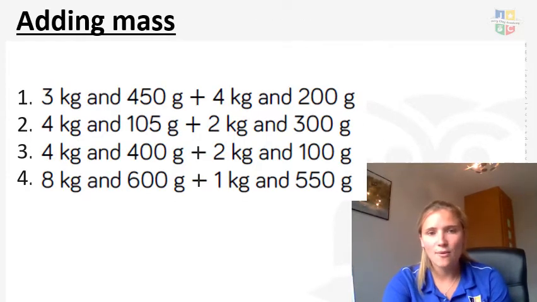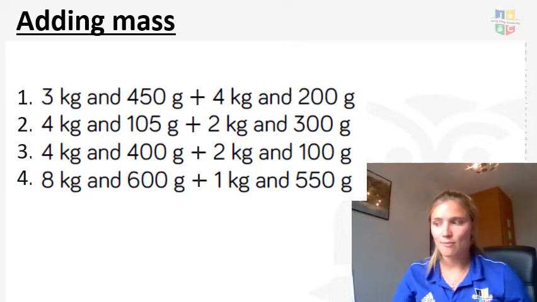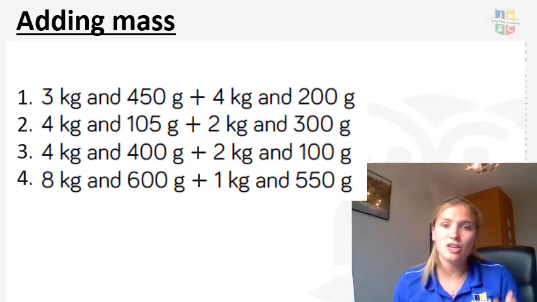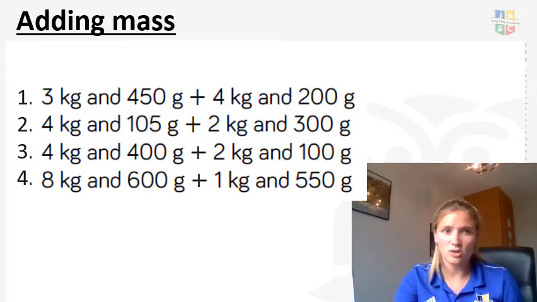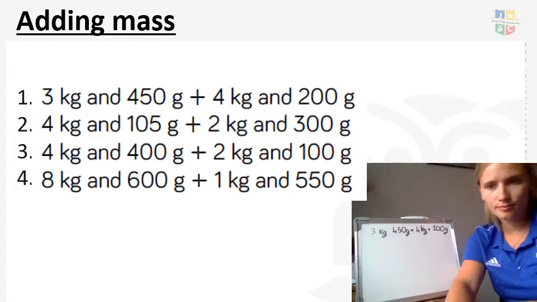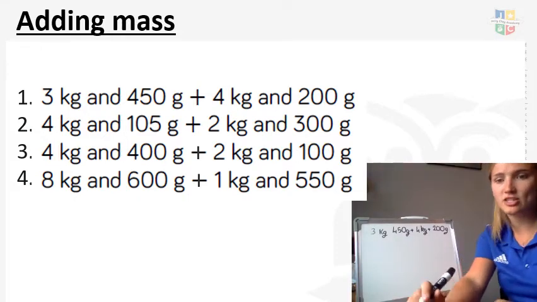So we're going to have a go at adding mass. Now there are a few different ways that I'm going to show you that you might want to use, and then you can decide which way you want to choose when you go to answer your question and which one's going to work best for you. Okay, so looking at the first question.